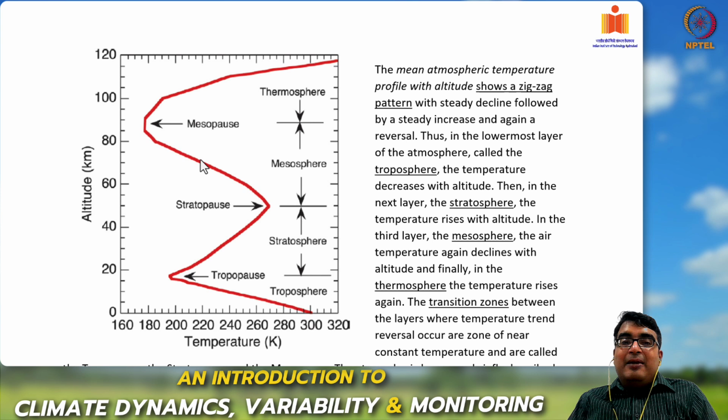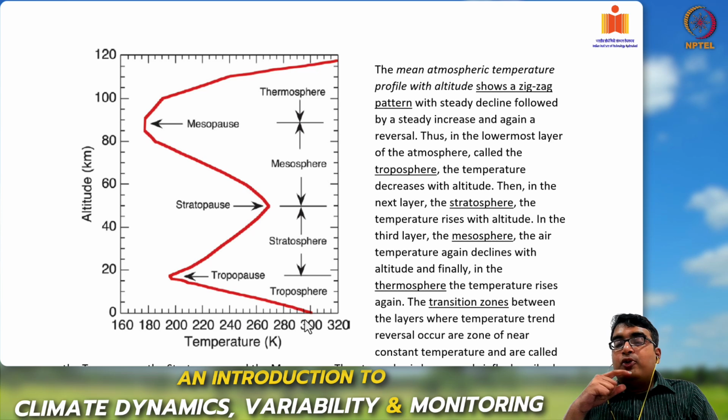Here the air temperature steadily drops until we reach around 85 to 90 kilometers, where we again get a broad inflection point, and beyond that we see a steep rise in air temperature, which is the thermosphere. So what we see is air temperature with altitude follows a kind of a zigzag pattern, and this pattern helps us to differentiate different layers of air.